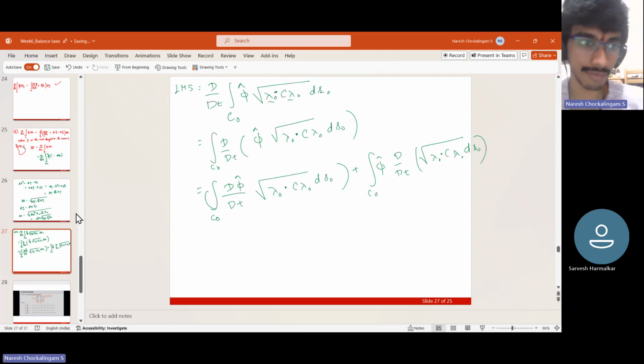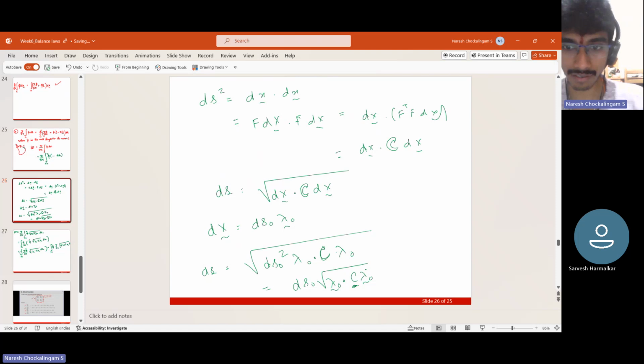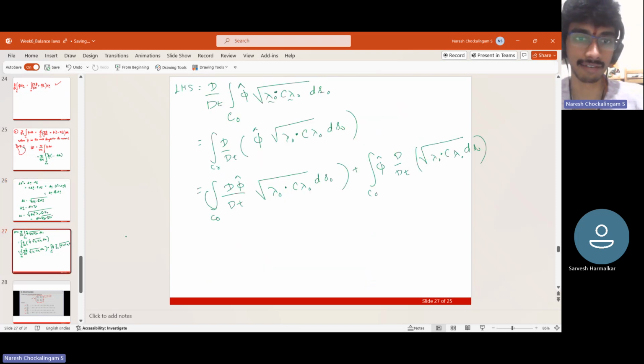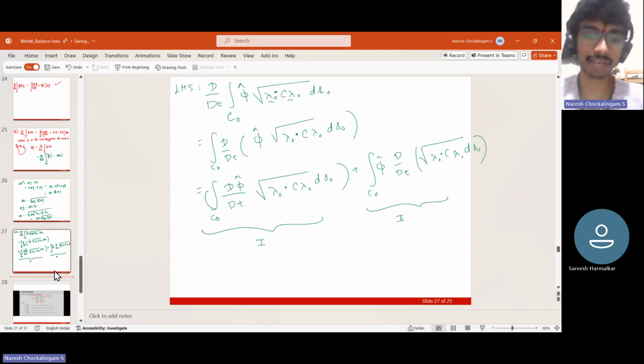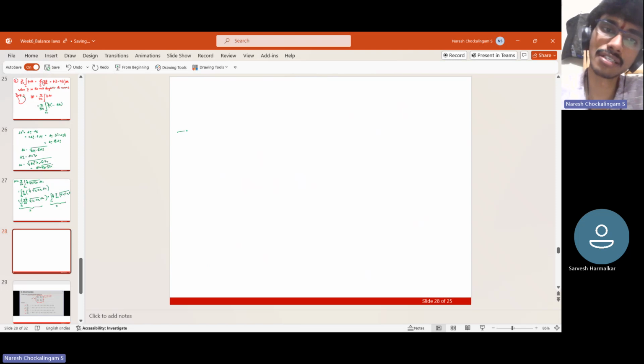So do this transformation back, right? Reverse these steps. So this is basically ds, right? So let's just have it how it is. Let us call this term 1 and let's call this term 2. Now I'm doing everything in the Lagrangian coordinate. So what is the term 2?